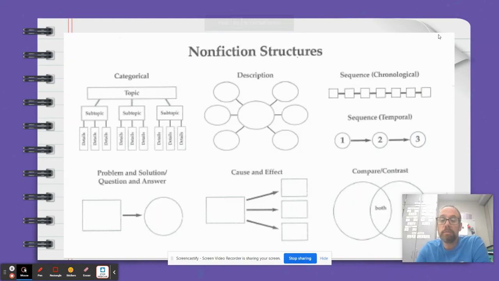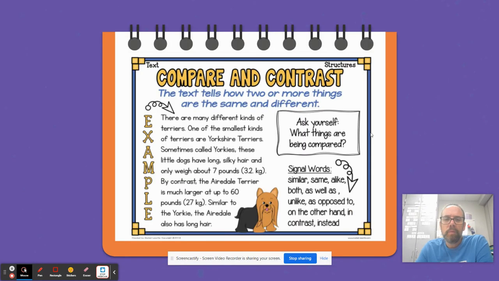Okay, so far for nonfiction text structures, we've covered a few of these. We've already covered the sequence, chronological, and temporal, sequential. We've talked about categorical. Today, we're going to move on to compare and contrast. So you're familiar with a Venn diagram. We're going to talk about what compare and contrast means.